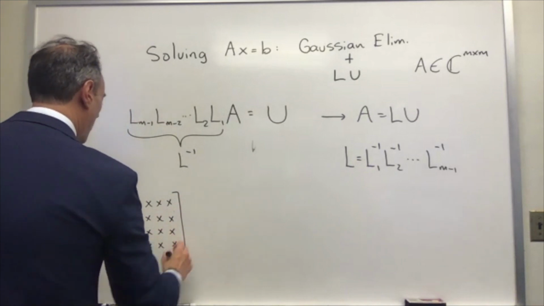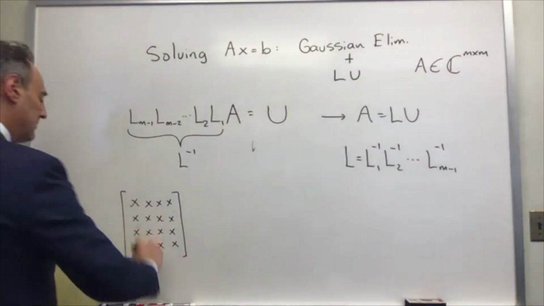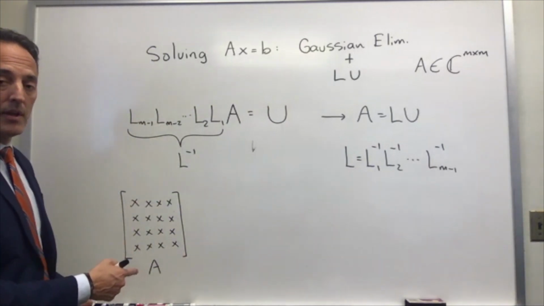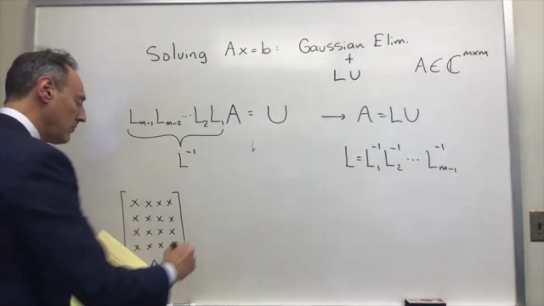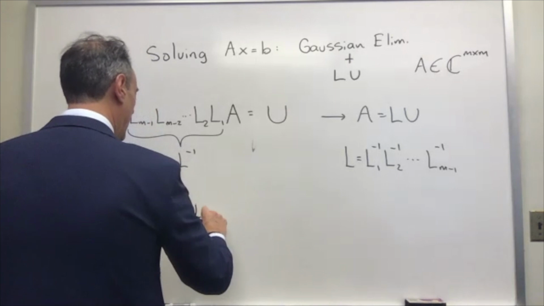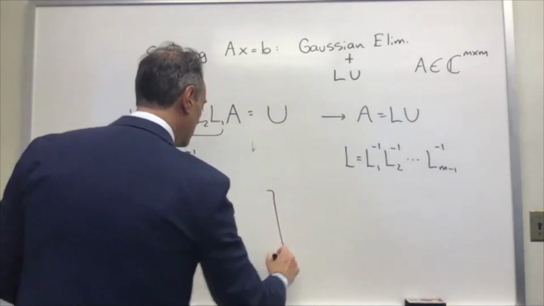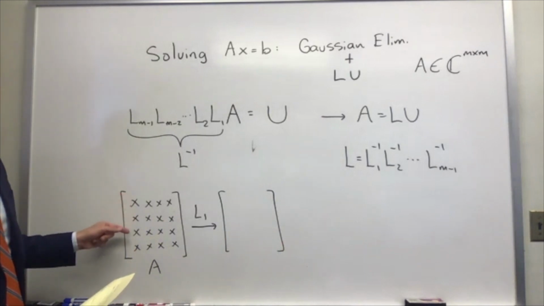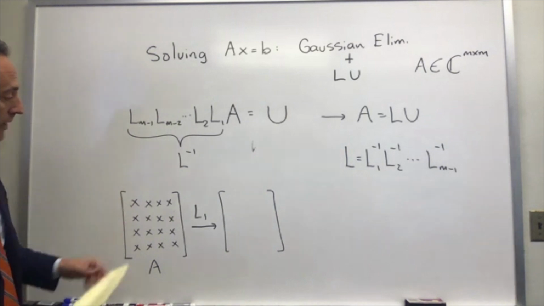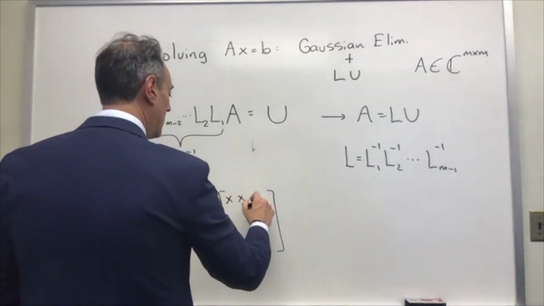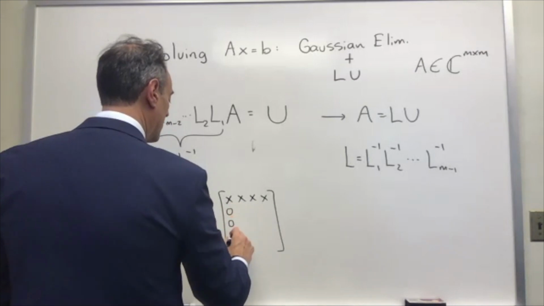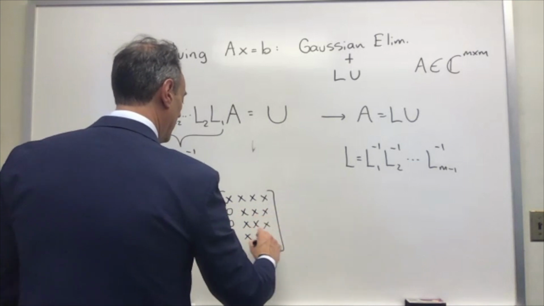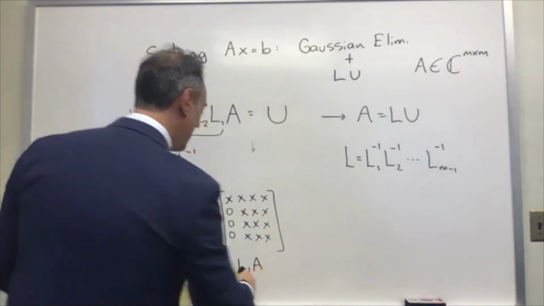I'll just illustrate it on a 4 by 4. It's a square matrix. This is A. What I want to do is hit this matrix A with matrix multiplication by L1. When I multiply this by L1, here's what I want L1 to do. I want L1 to make zeros of everybody below the first element of the first column. So I want to leave this alone. All these should be 0. And then we have some values here. So this is L1 acting on A.